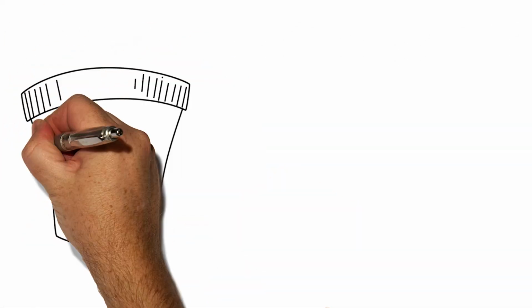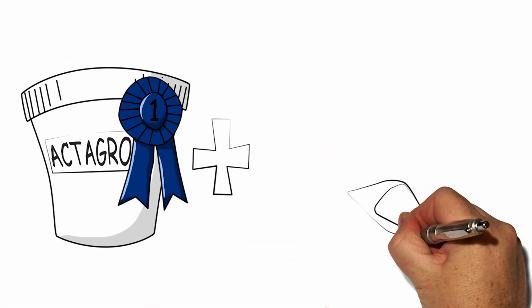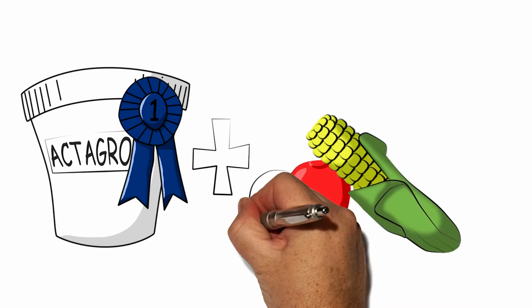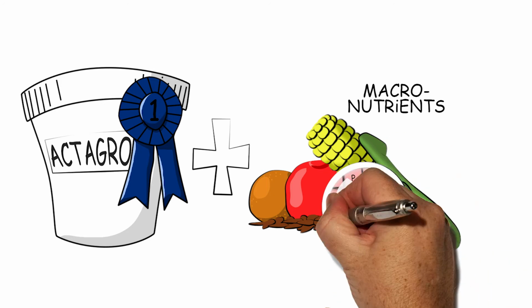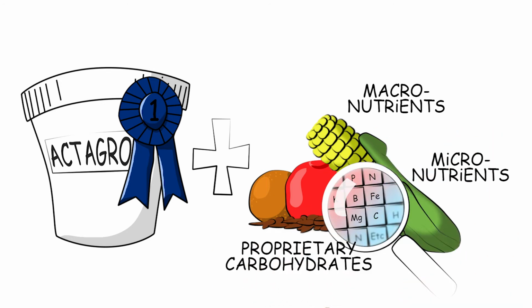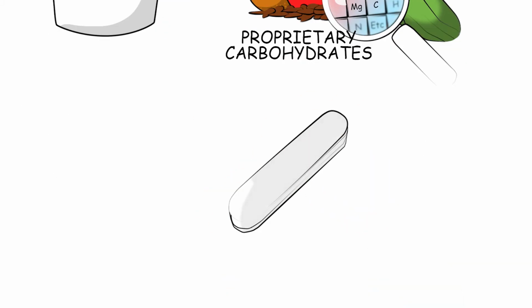Now that the Actagro organic acids are ready, they can be reacted under very tightly controlled conditions with other ingredients, depending on the intended use. We can react them with macronutrients, micronutrients, or our proprietary carbohydrates, depending on the application of the final product on the farm. All of our products are powered by the Actagro organic acid technology.